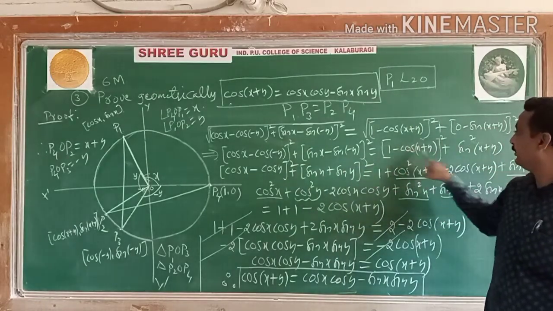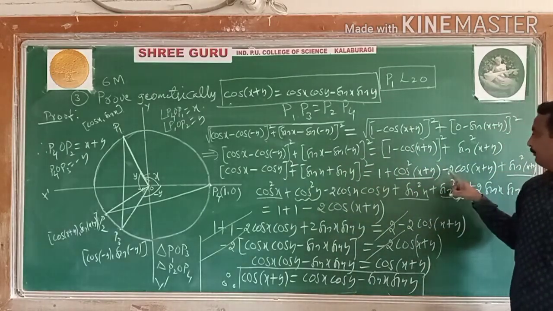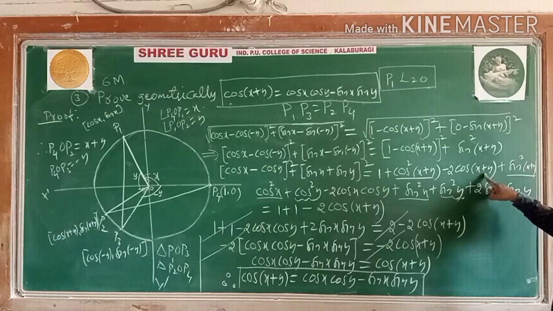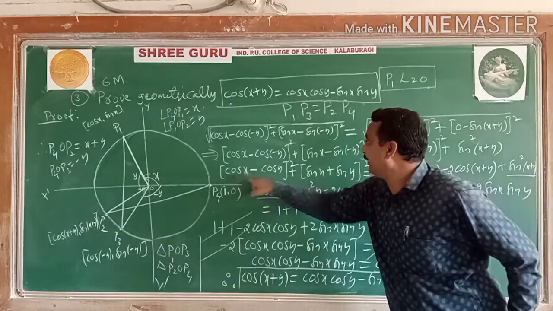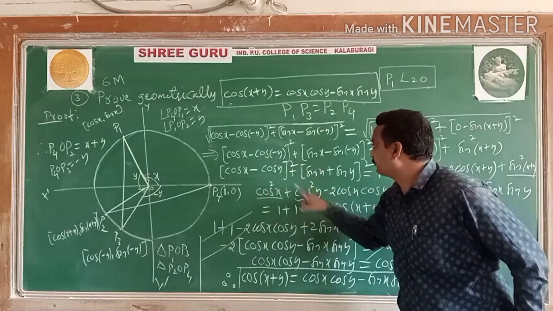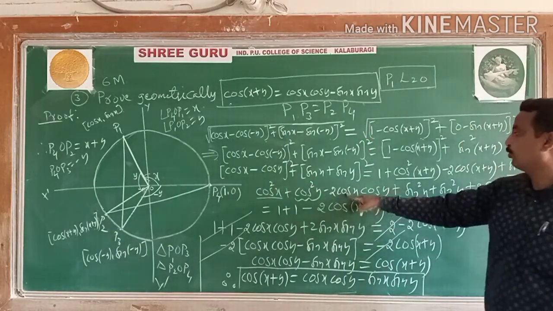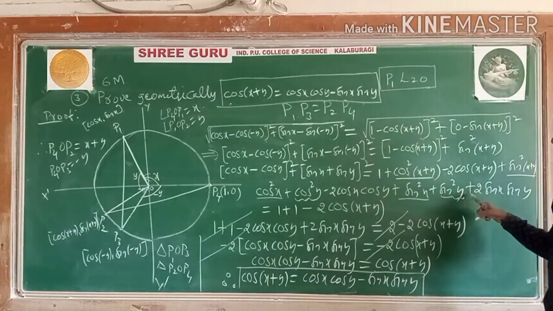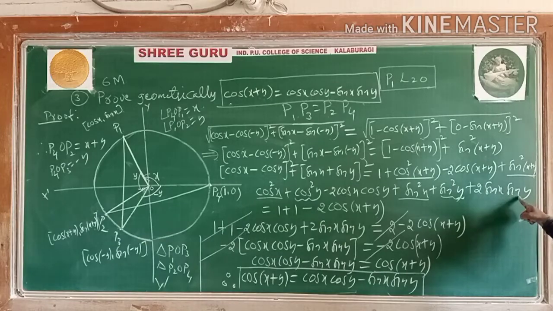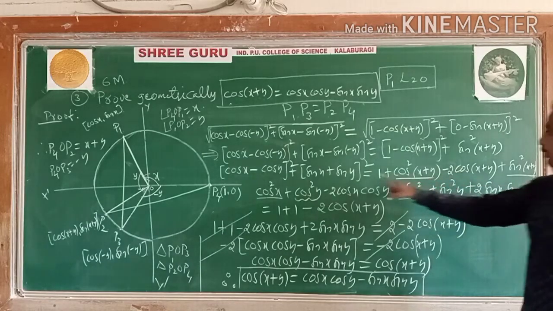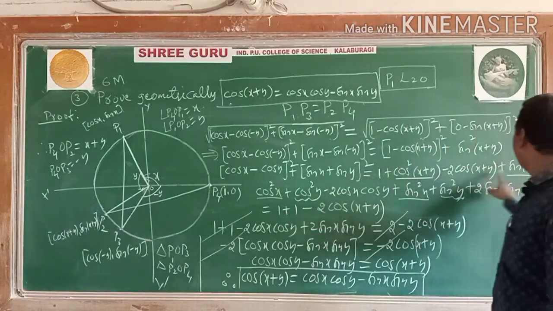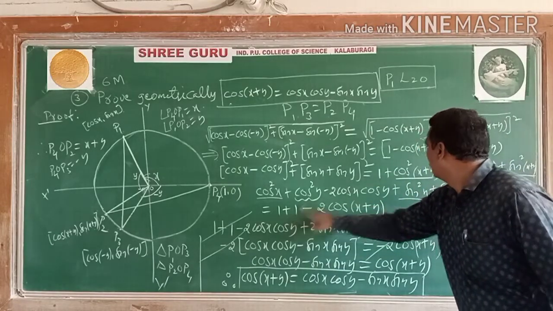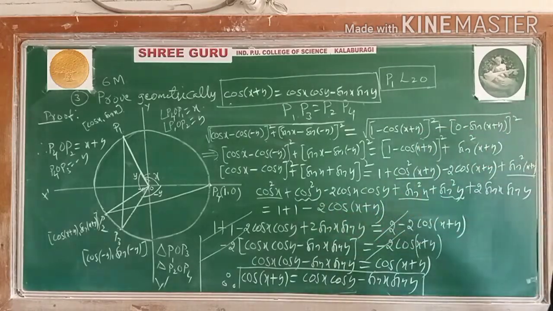Using the exponent (a minus b) whole square, which is a square plus b square minus 2ab, I get cos square x plus cos square y minus 2 cos x cos y, plus sin square x plus sin square y plus 2 sin x sin y, is equal to 1 minus 2 cos of x plus y plus sin square of x plus y. Cos square x plus sin square x is 1, minus 2 cos x cos y, and so on, with minus 2 cos of x plus y.